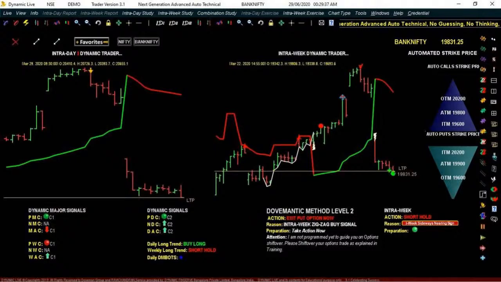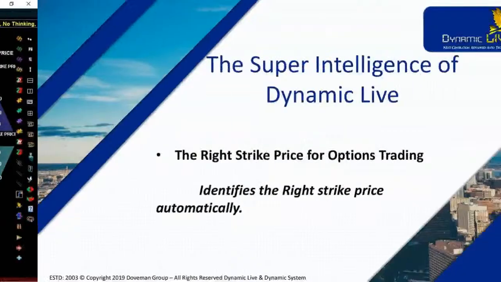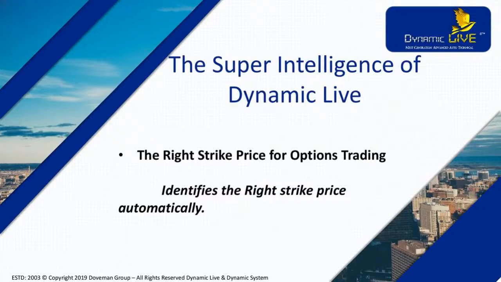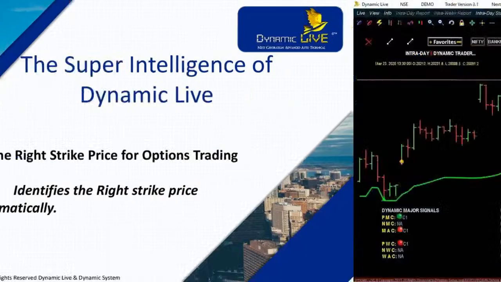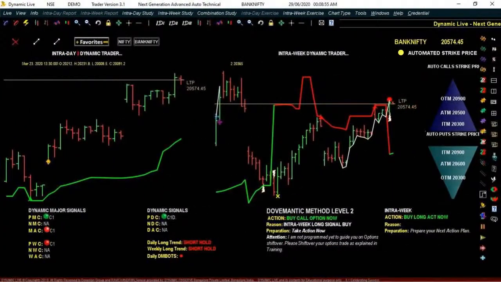But then whenever it tells you to buy a call option or a put option, there's one more important thing that you have to learn, and that is to select the right strike price. Now, there are many people who have been trading in options. There are many experts already in options trading, but not many people have ever tried to understand that if you want to succeed big time in options trading, then you must learn to select the right strike price. But today you don't have to worry, because even the right strike price is automatically selected by this Dynamic Live.